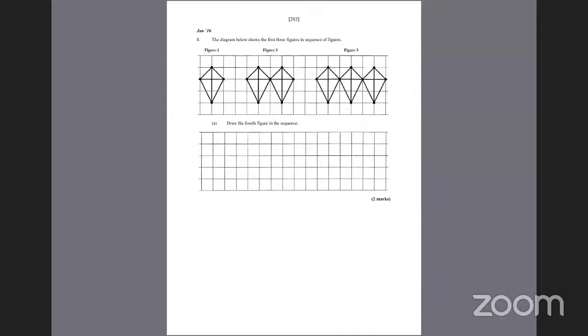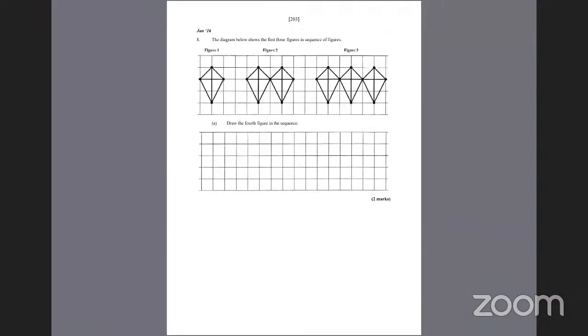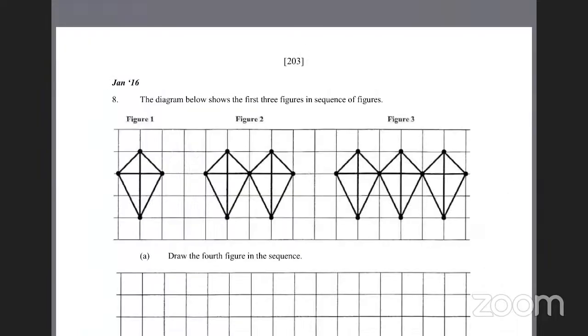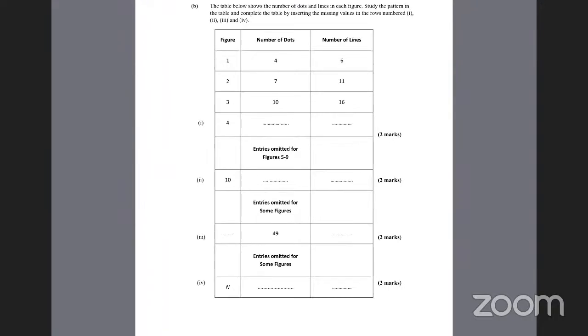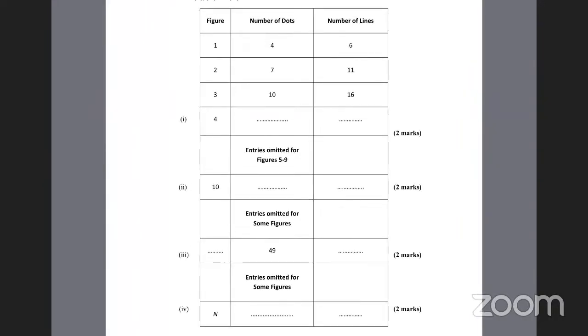All right. I know it's a little small, but take a picture and blow it up on your phone now. The year? Jan 2016. Try this here, the whole question. Jan 2016. Try that, please.